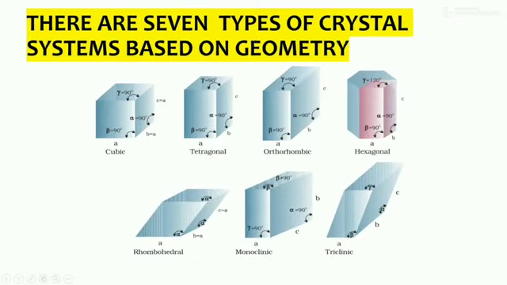Now we can see that there are 7 types of crystal systems based on geometry: cubic, rhombohedral, hexagonal, tetragonal, orthorhombic, monoclinic, and triclinic.